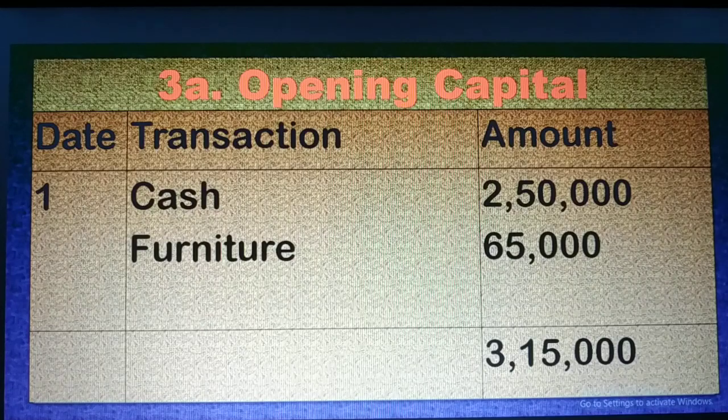that is called opening capital. So here look at date 1, first date, the owner of the business has given cash money 2,50,000 and he also gave furniture of taka 65,000. So total amount of opening capital is 3,50,000.